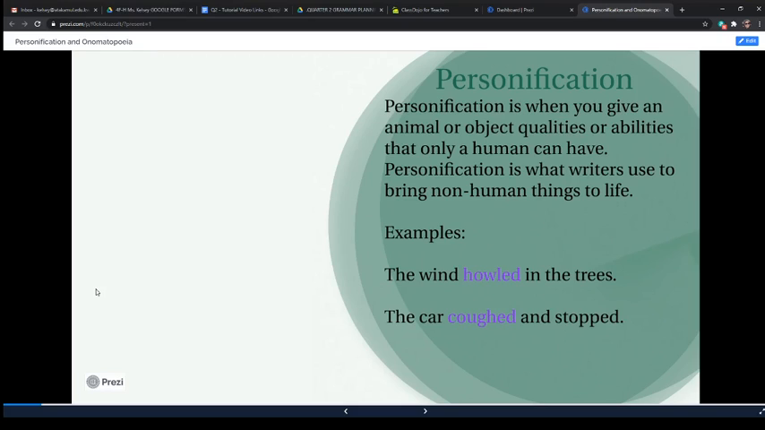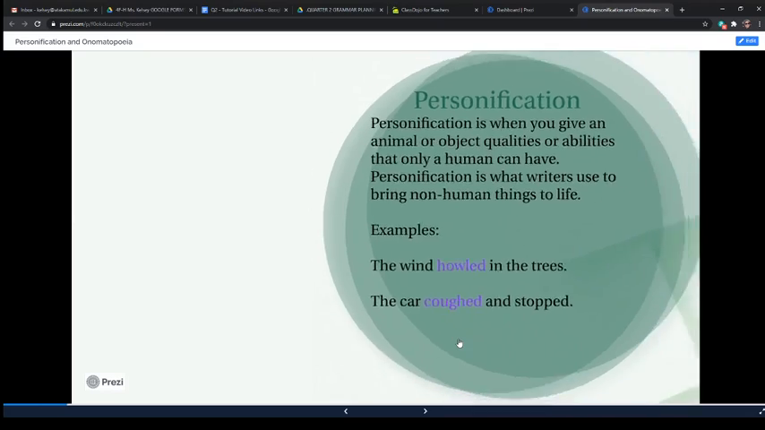Some examples would be the wind howled in the trees or the car coughed to a stop. Now we know that wind cannot howl and cars cannot cough. So we are giving human qualities to non-human things.